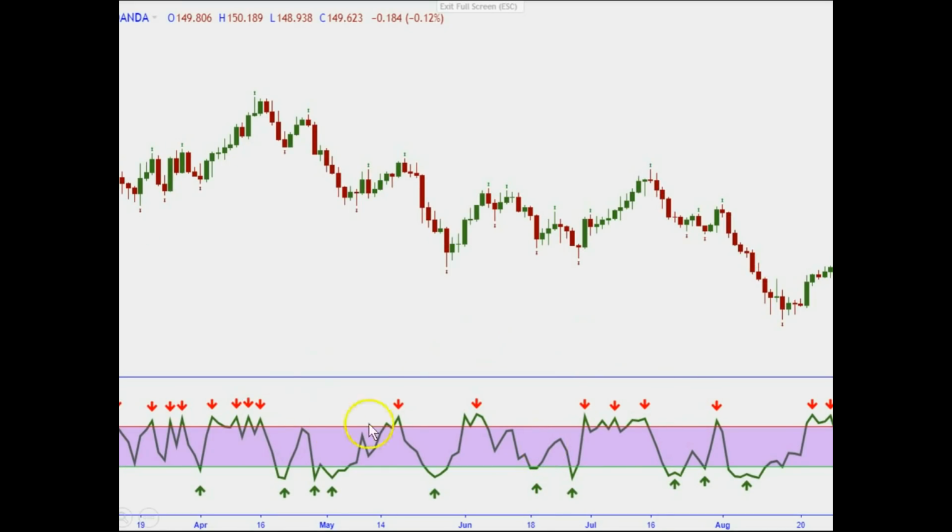All right, so here we're seeing these red arrows and these green arrows. We can see where the levels are overbought and oversold. The red levels are where we're overbought, and the green levels are where we're oversold. So you could take trades on these levels.